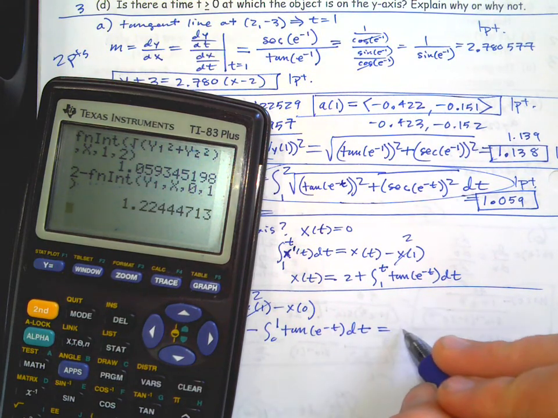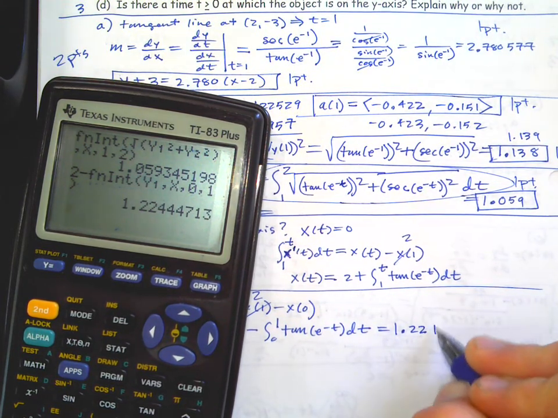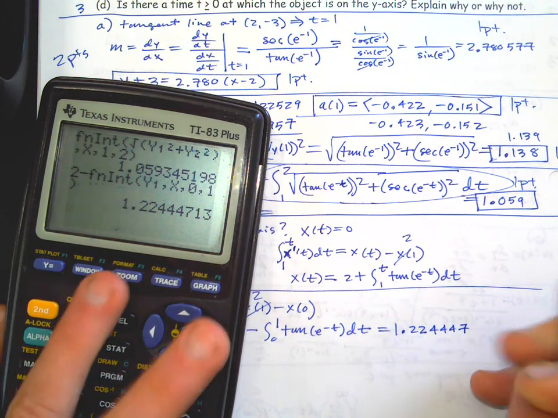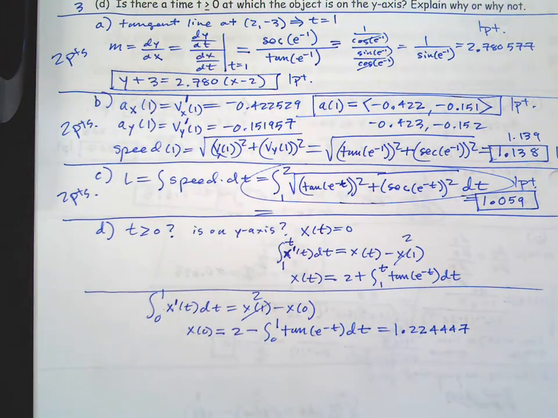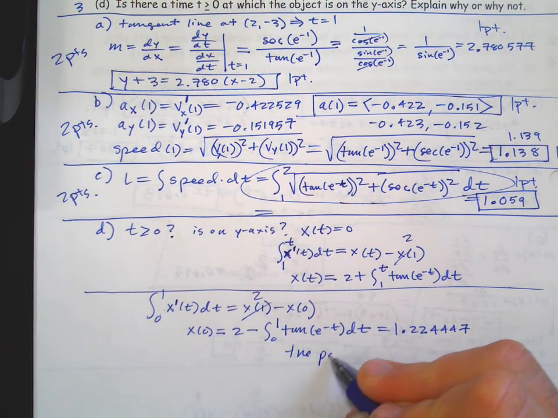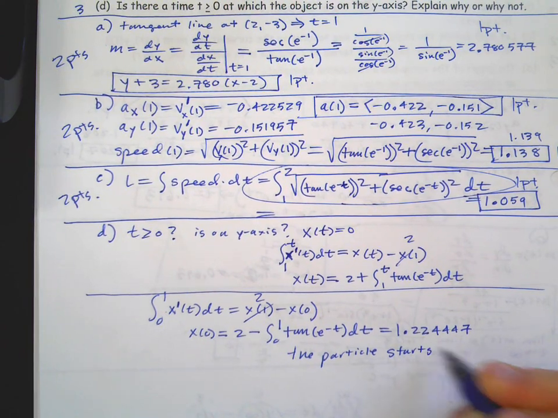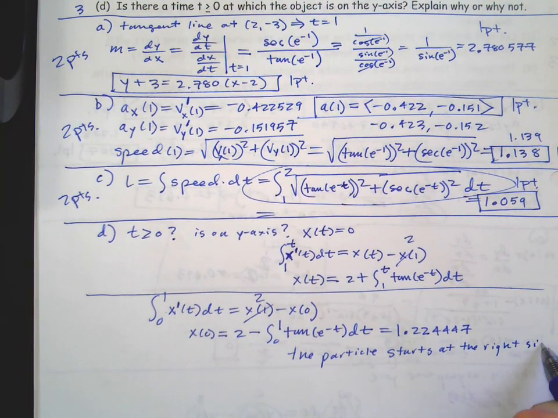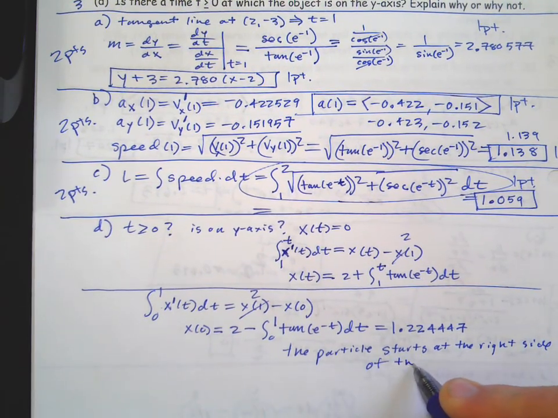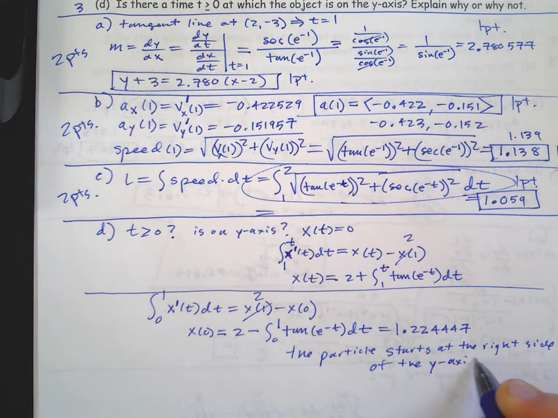So this is the position at the beginning, at time 0. That's the x coordinate. It's really the x value that we're concerned with. We really don't care about the y values. The y-axis is x equals 0. Now, so we have the x coordinate. So the particle starts at the right side of the y-axis, right? It starts at the right side.